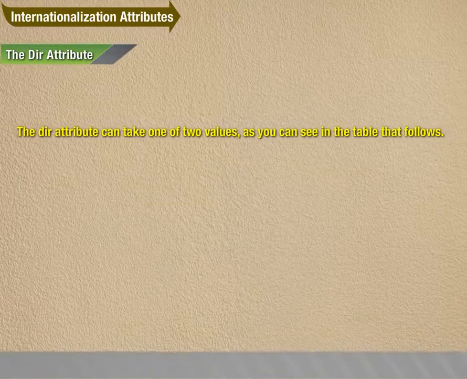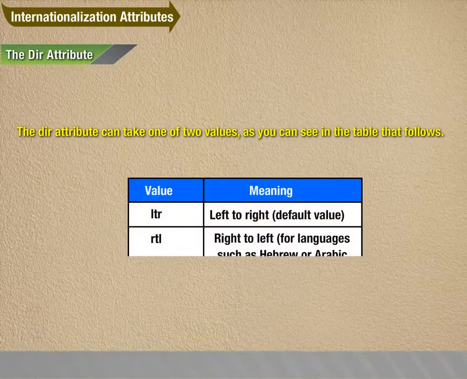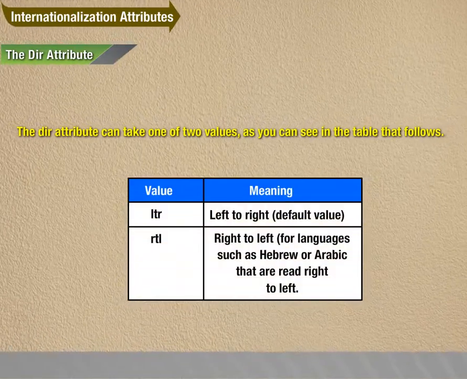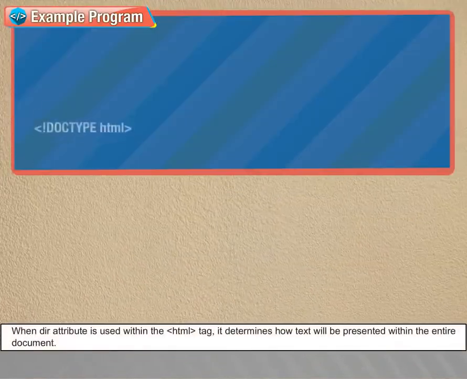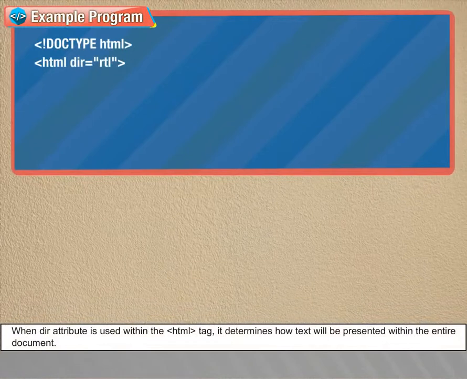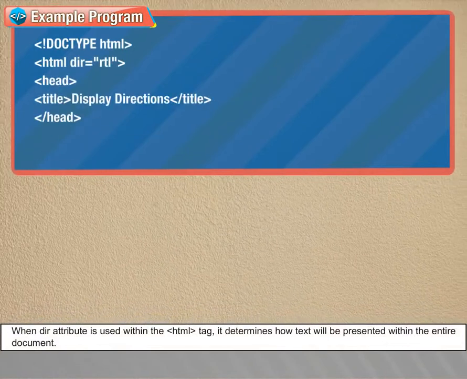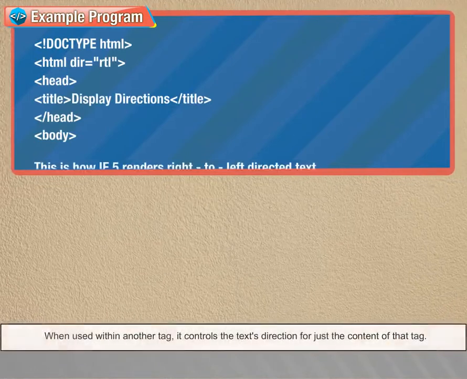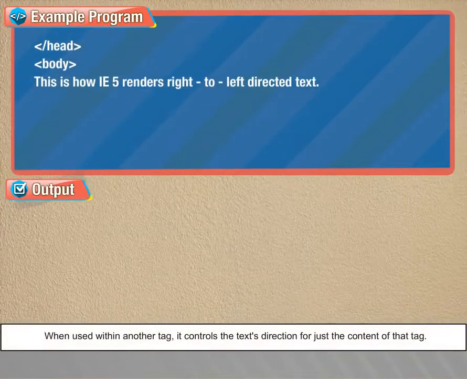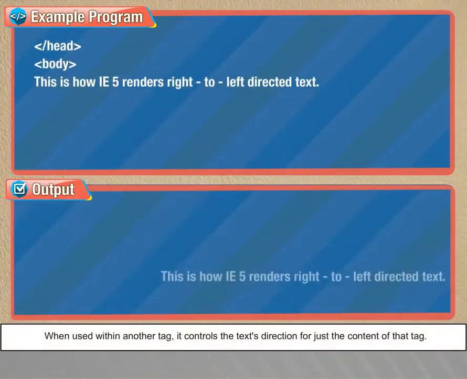The dir attribute can take one of 2 values, as you can see in the table that follows. When dir attribute is used within the HTML tag, it determines how text will be presented within the entire document. When used within another tag, it controls the text direction for just the content of that tag.